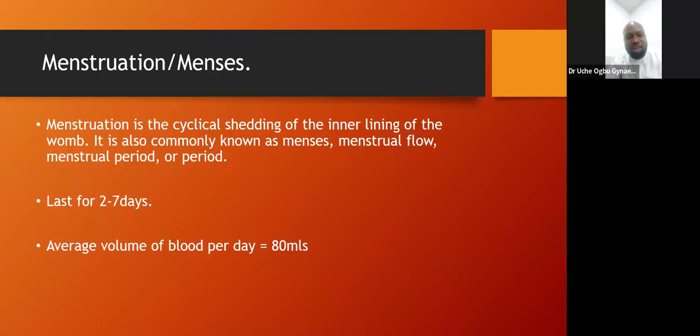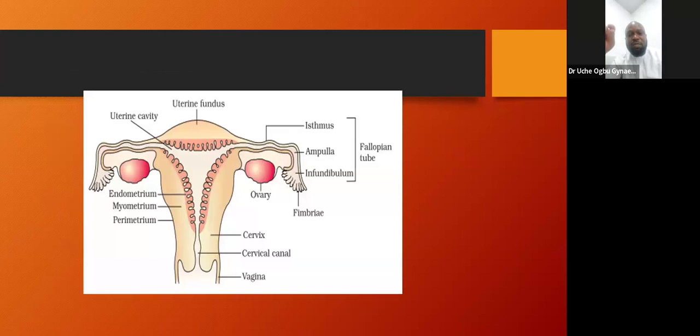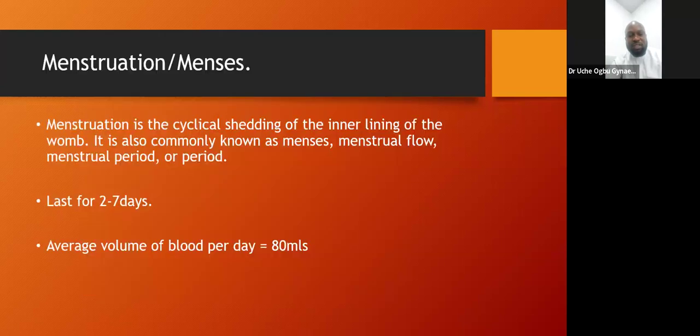Either it's coming monthly, every 28 days, every 25 days. Sometimes there could be a few days' variation, but usually it's cyclical. If it doesn't have any pattern, it's also a sign that there is a problem. Commonly, it lasts between 2 to 7 days, with an average of 4 days. If your menses last for more than 7 days, that means it's abnormal, it's prolonged. If it lasts for less than 2 days, that's also abnormal.